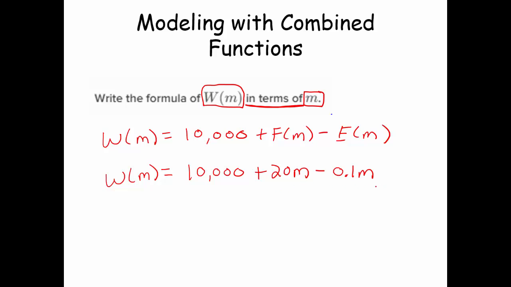And notice I can see m over here multiple times. I can have m's, m squareds, log of m, whatever is necessary for the situation. But the only variable I should be seeing is m if I'm writing W of m in terms of m. Only variable I should see on the right-hand side of the equation. And if I wanted to clean this up, I could collect like terms here. 20m minus 0.1m, these are like terms. So the 20m minus 0.1m is 19.9m. And then I've got that plus 10,000.